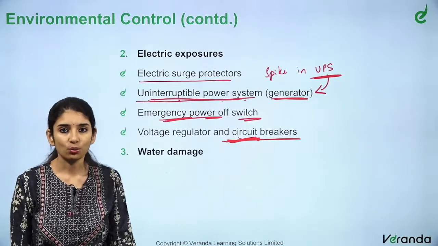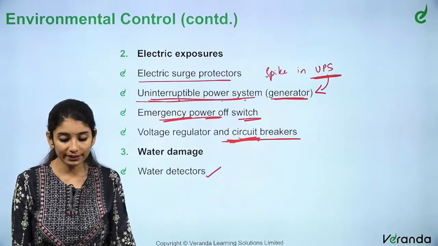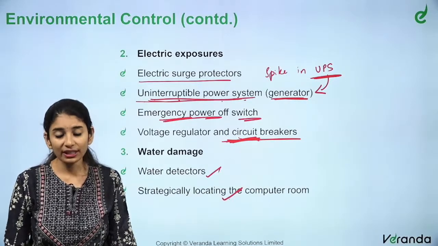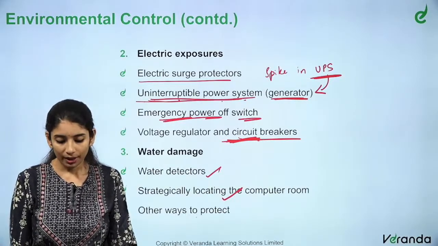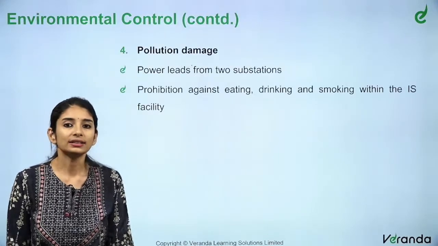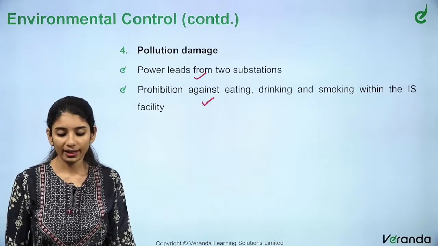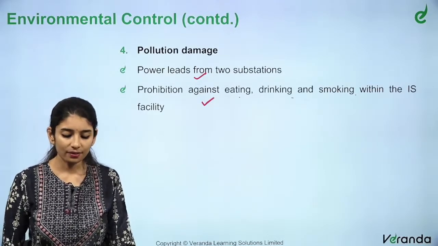Next, water damage. What will you do to save your systems from water? Water detectors, strategically locating the computer room, and a few other ways to protect from water damage. Next is pollution damage. Power leads from the substation. Prohibition against eating, drinking, smoking in the facility.